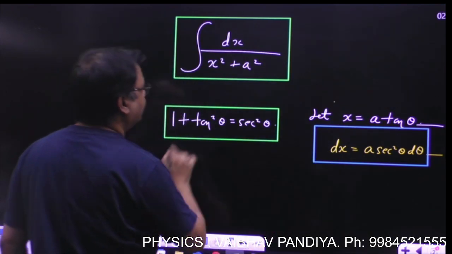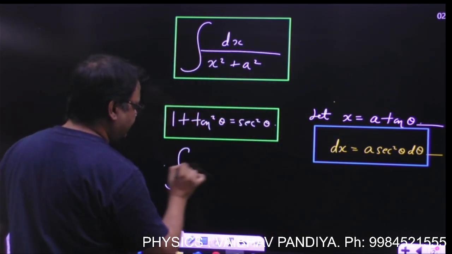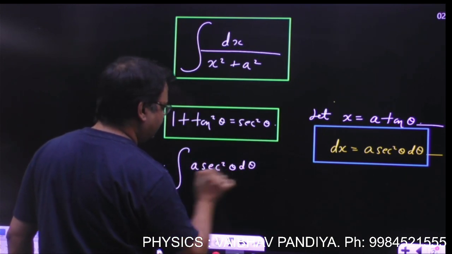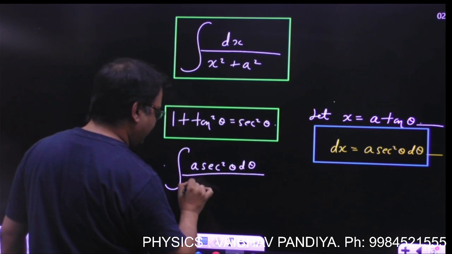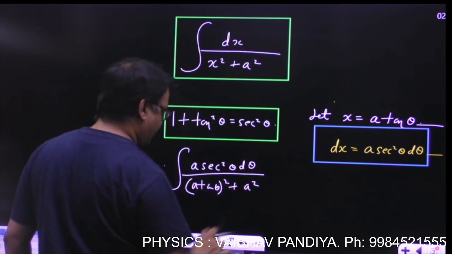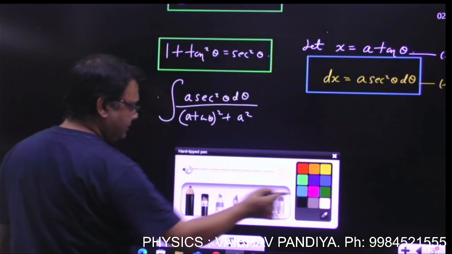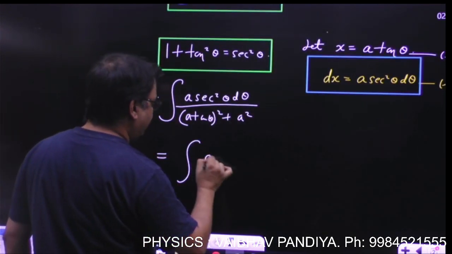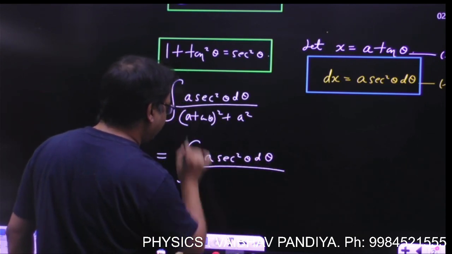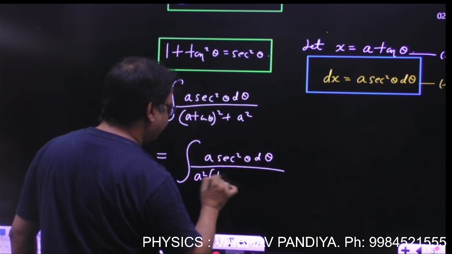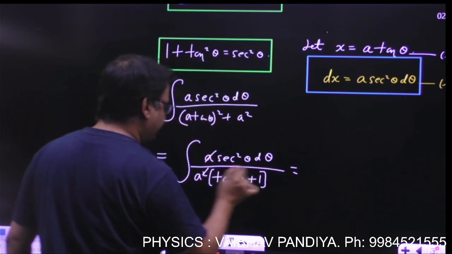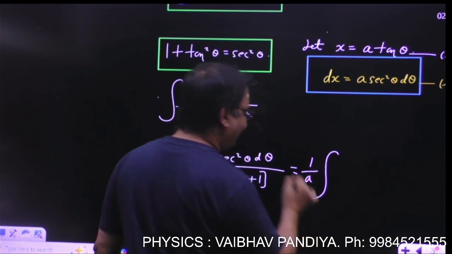Sec square theta. So if you put these values in this integral, instead of dx we can write a sec square theta d theta divided by x square, so x is a tan theta square, plus a square. Got it? So I will get this integral as a sec square theta d theta divided by, I can take a square common, and what is left is tan square theta plus 1. Now this a will cancel away, and a being a constant can be taken out of the integral.